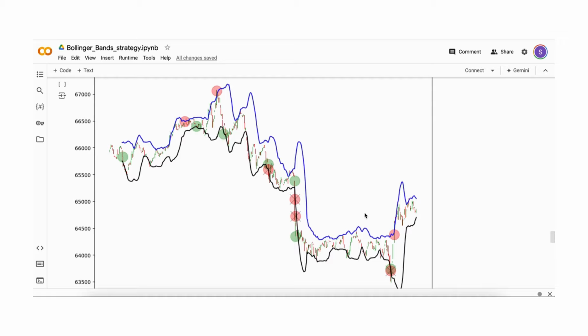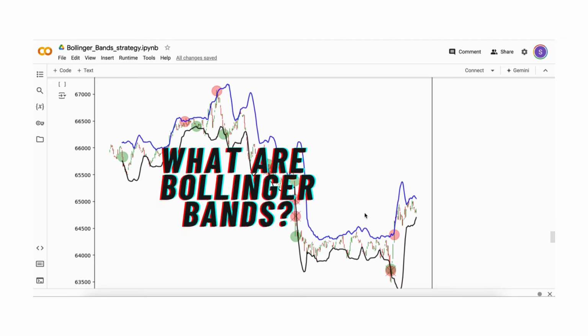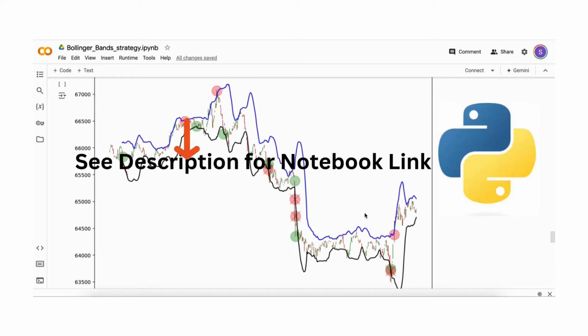Today we are going to learn about Bollinger Bands. We are going to learn what Bollinger Bands are. We are going to code a trading strategy based on Bollinger Bands using Python.